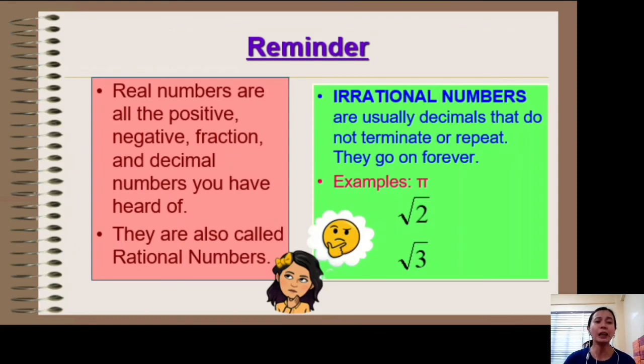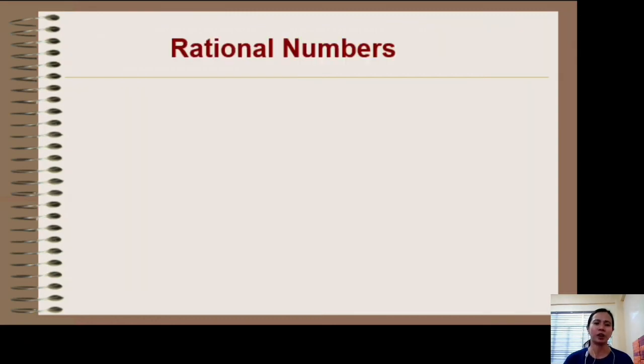Reminder, rational numbers are all the positive and negative fractions and decimal numbers you have heard of. Irrational numbers are decimals that do not terminate or repeat. Hindi siya nag-i-stop or hindi siya nauulit. They go on forever. So sa irrational numbers, merong forever. Examples are pi, square root of 2, and square root of 3. Those are some of the examples.